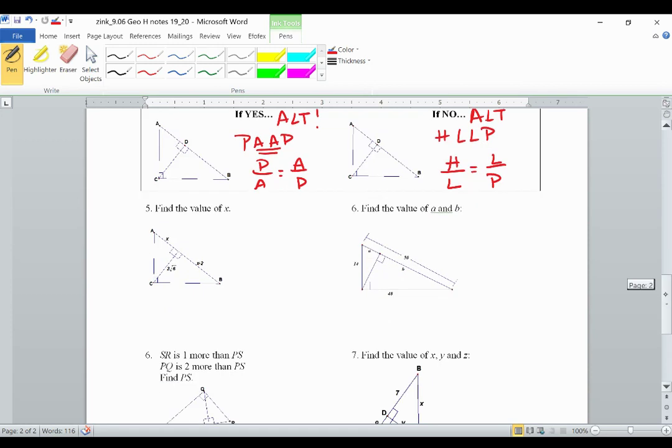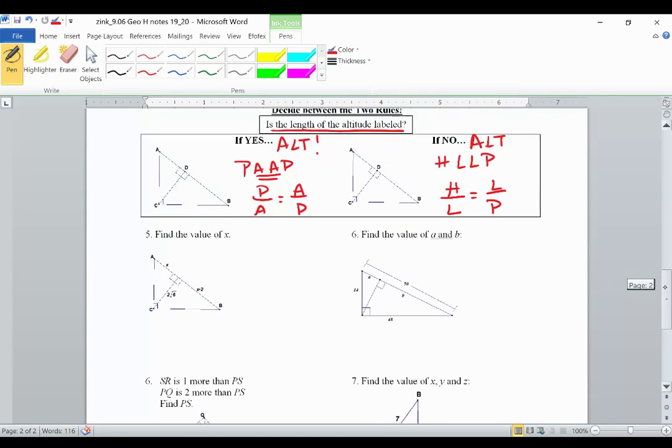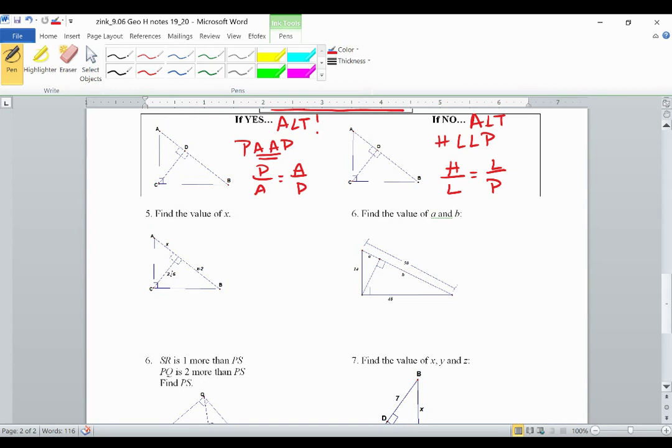All right, so let's go through some examples. I want you to think about which rule it's going to be when we look at it. So for example, in number 5, we might say, are we given the altitude or looking for the altitude? So our altitude's right here. And the answer is yes, we're given it. So that's when I would say, okay, then we want to try using PAP first.